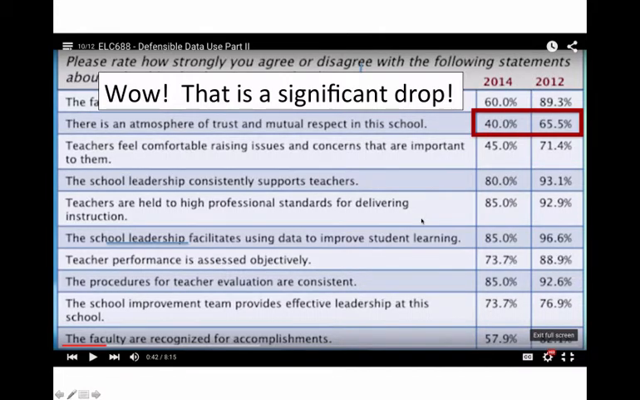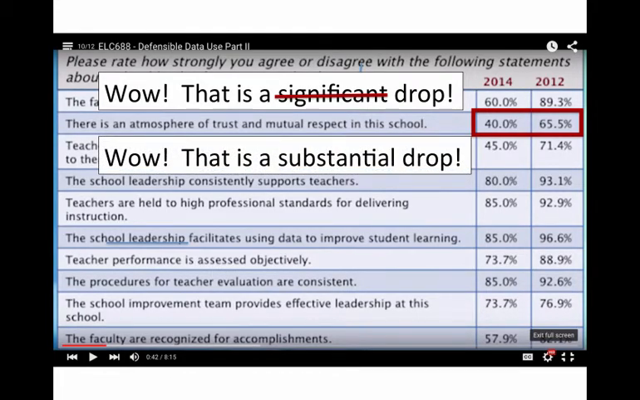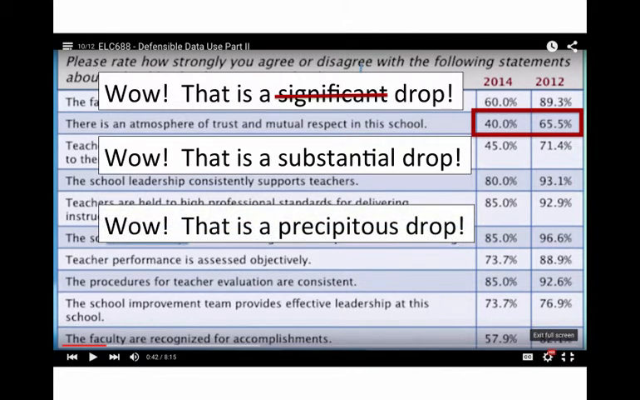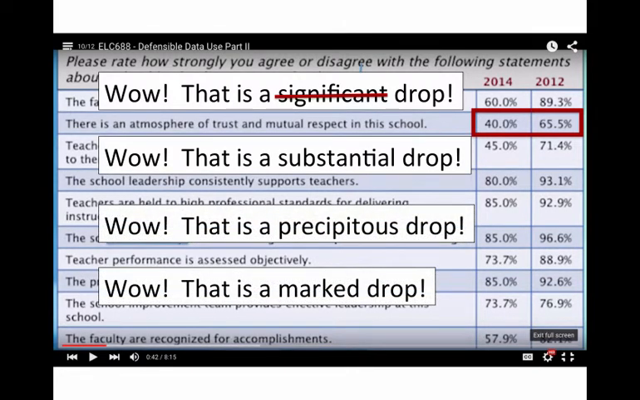Well, instead of using the word significant, given its statistical meaning, unless you've done the fancy math to determine that this is indeed a finding that is unlikely to be due to chance, then use a different adjective. You could say, wow, that is a substantial drop, or a precipitous drop, or a marked drop. But avoid using the word significant unless you are using it in its statistical meaning.